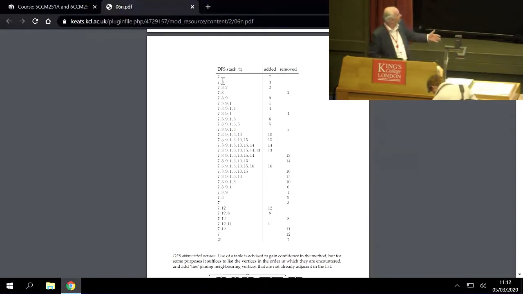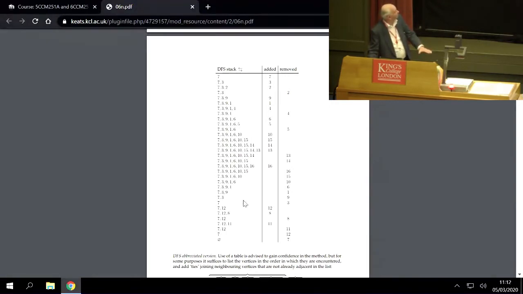So 7 never gets removed until right at the end of the game. So 7 is at the bottom of the stack. 3 goes on top of 7, 2 goes on top of 3, that gets removed, you're back to 3, and then 9 goes on, and so on. And you can get to 10 if you want. If you think of 10 as the finish vertex, you can stop.